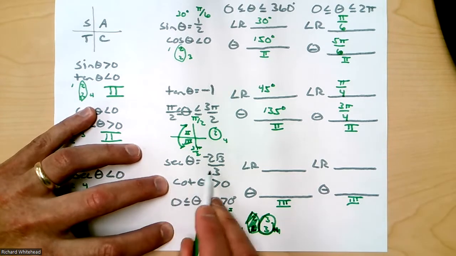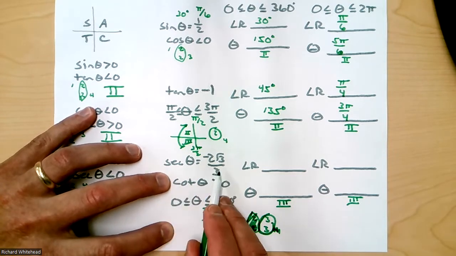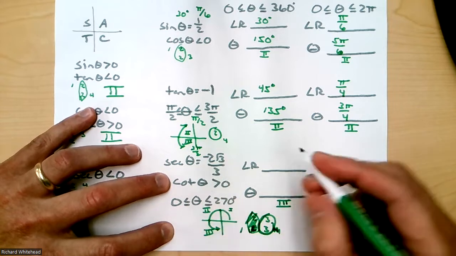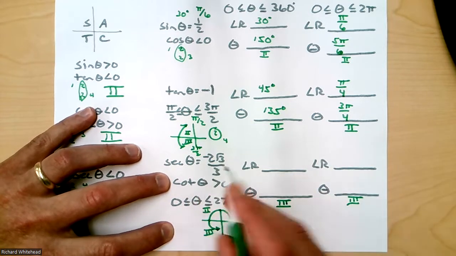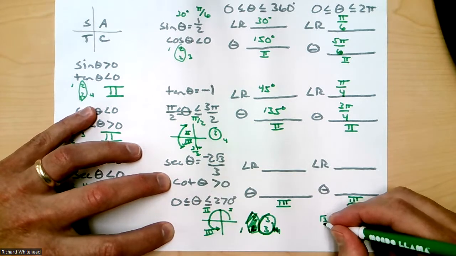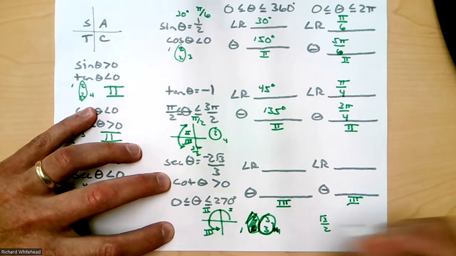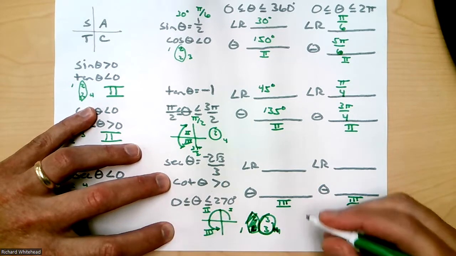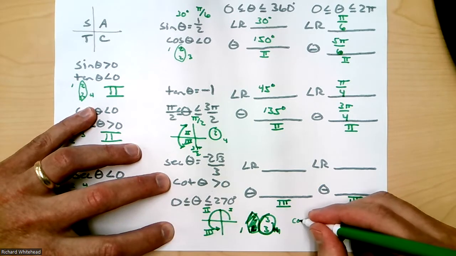Then it gets a little tricky. You say, oh no, when does secant get this funky negative 2 root 3 over 3? Well, negative 2 root 3 over 3 only happens when you start out with a root 3 over 2. So the reciprocal of secant is cosine.